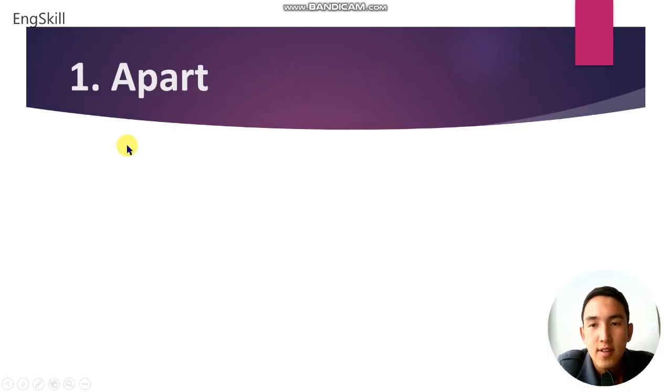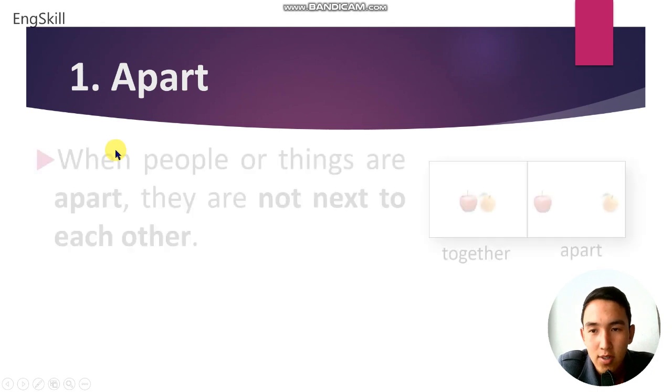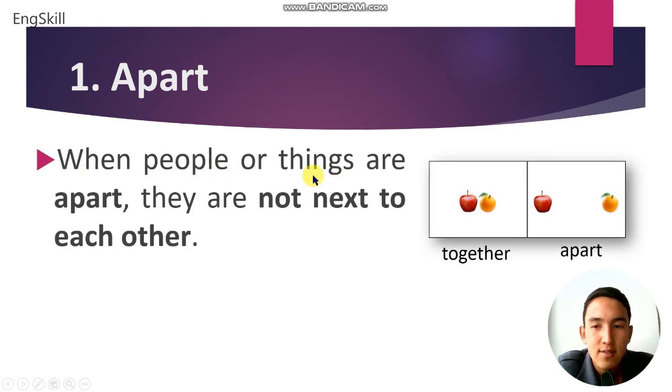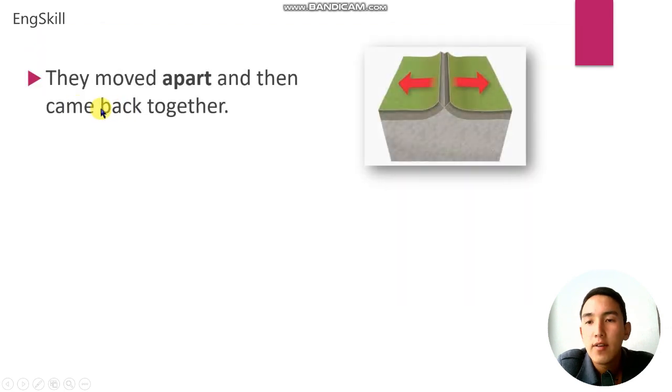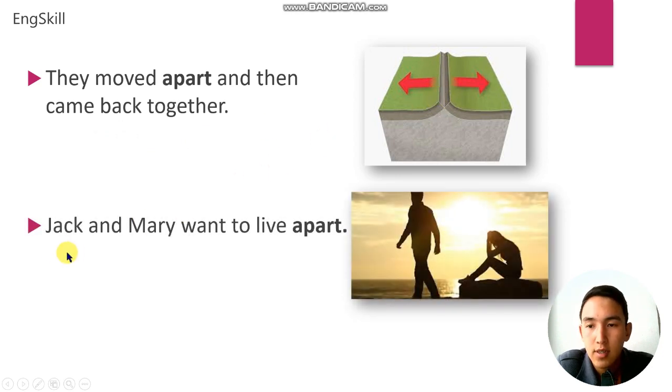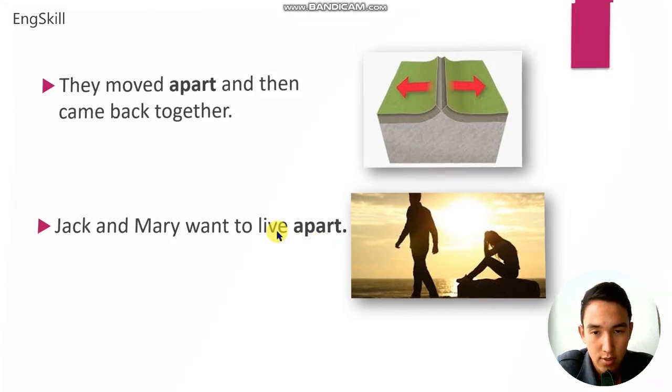The first word is apart. When people or things are apart, they are not next to each other. For example, in this picture you can see this apple and oranges apart from together. For example, they moved apart and then came back together. Jack and Mary want to live apart.